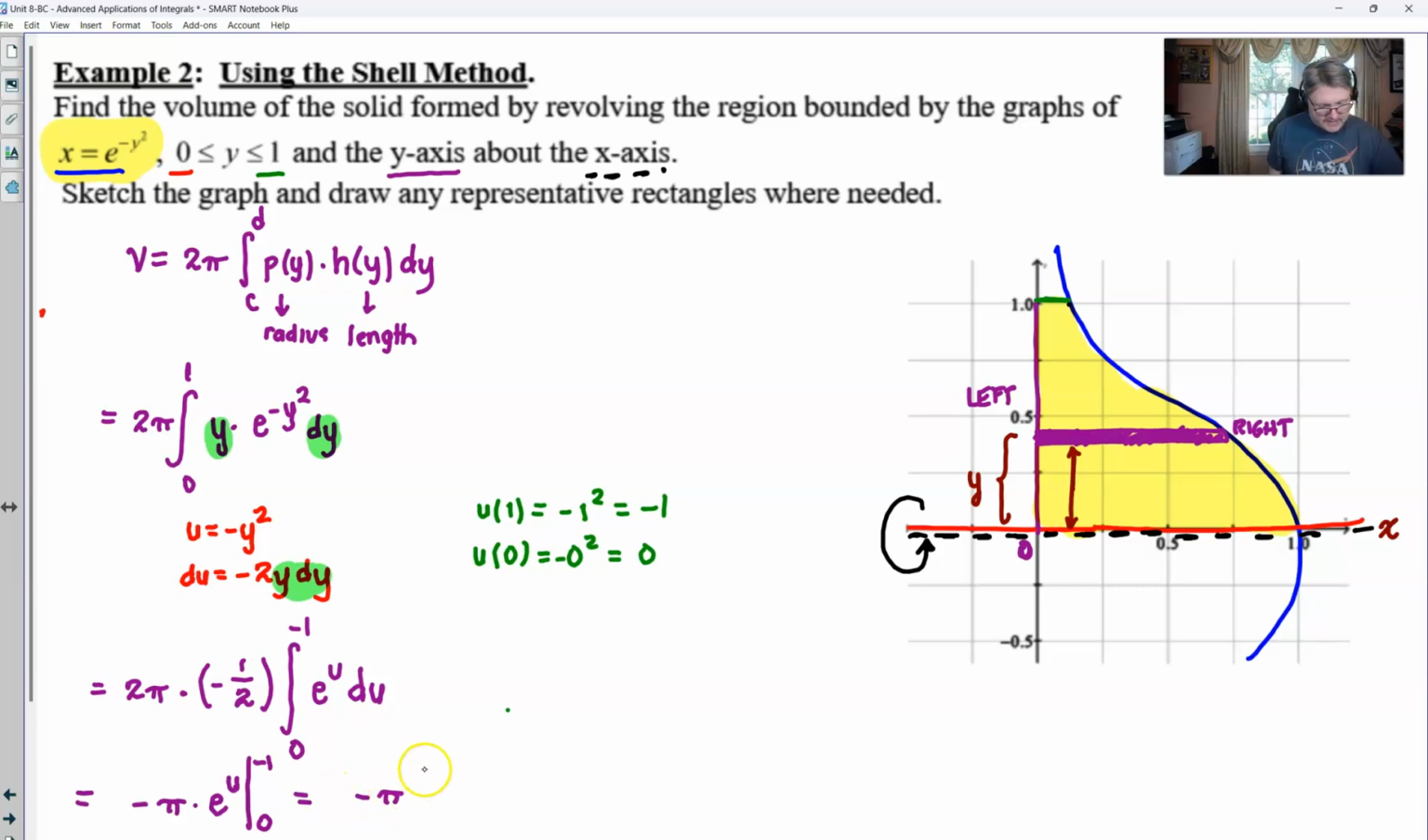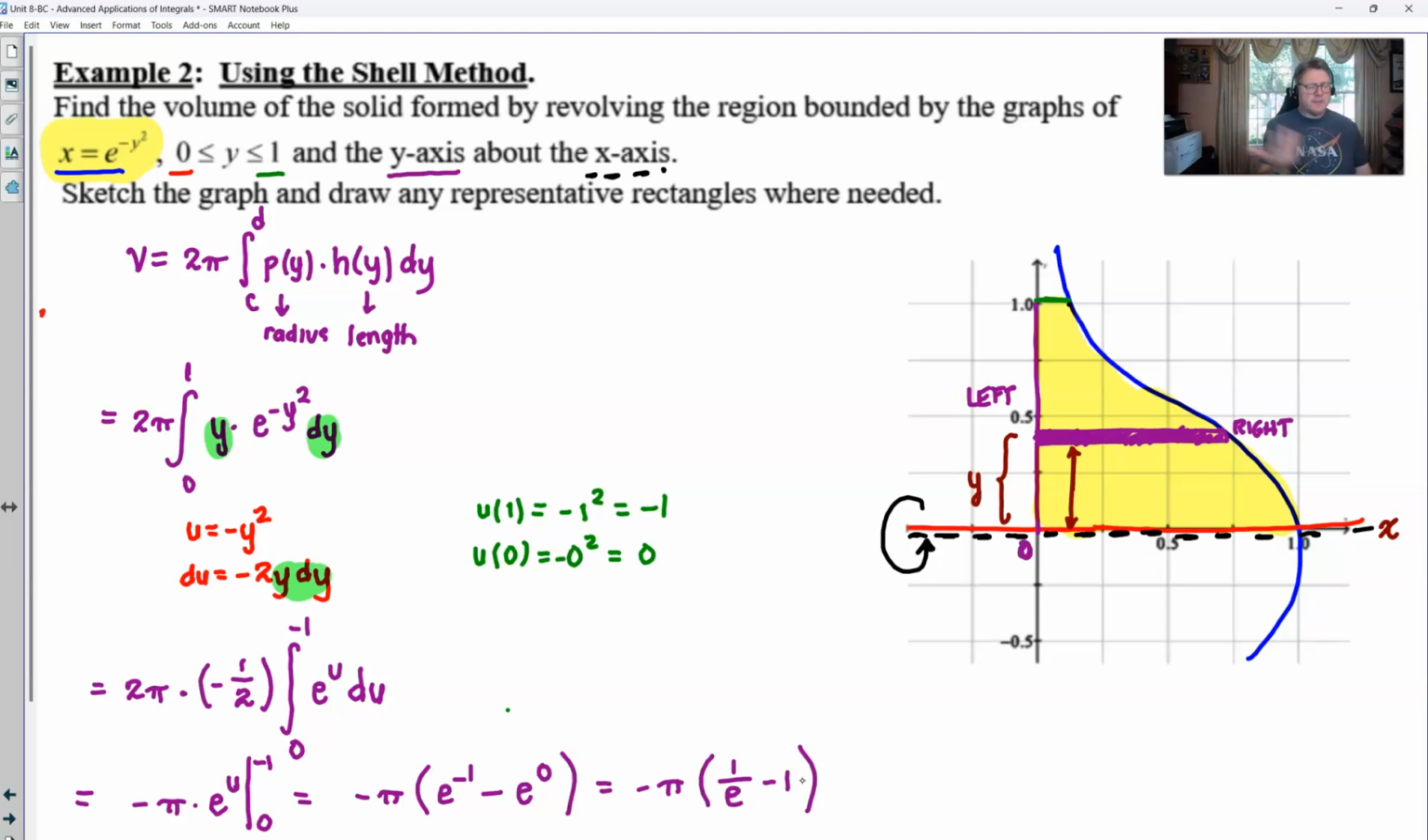Let's factor out that negative pi and plug in those boundaries. E to the negative 1 minus e to the 0. And then if we were to just play around a little bit with these, on the surface, it's like, oh my gosh, we're going to get a negative answer for volume. That can't happen. Well, I don't think that's going to be the case because e to the negative 1 is the same as 1 over e, and then e to the 0 is 1, and I am pretty certain that this quantity in here is indeed a negative result, which once it multiplies by that negative in front, we are going to get a positive.